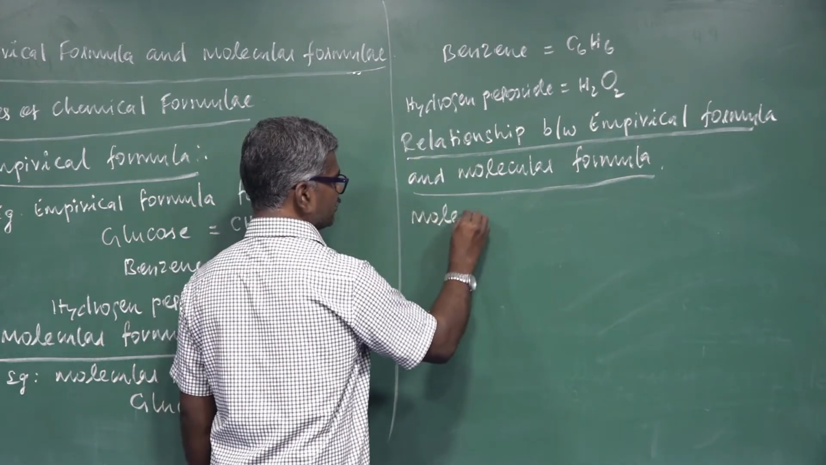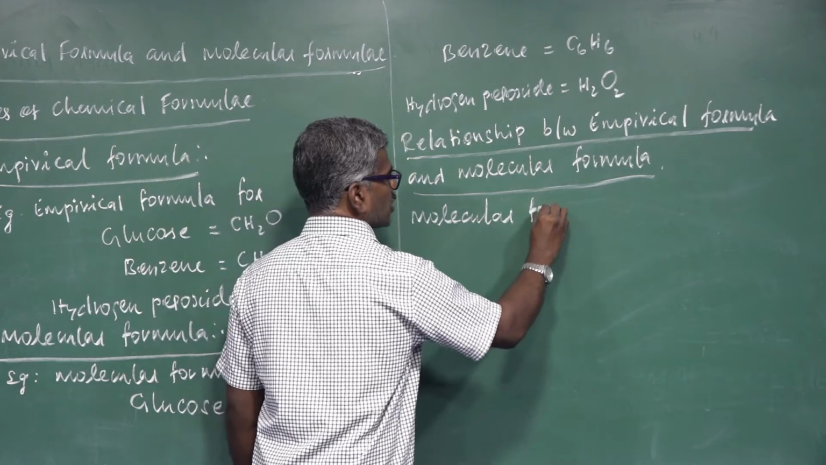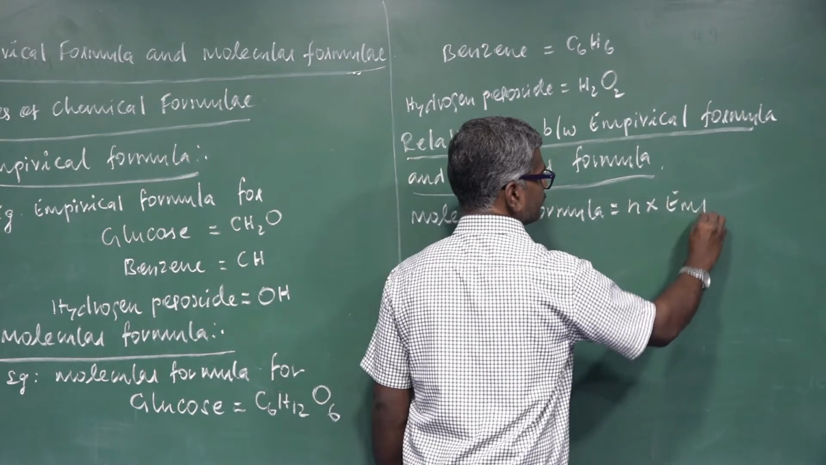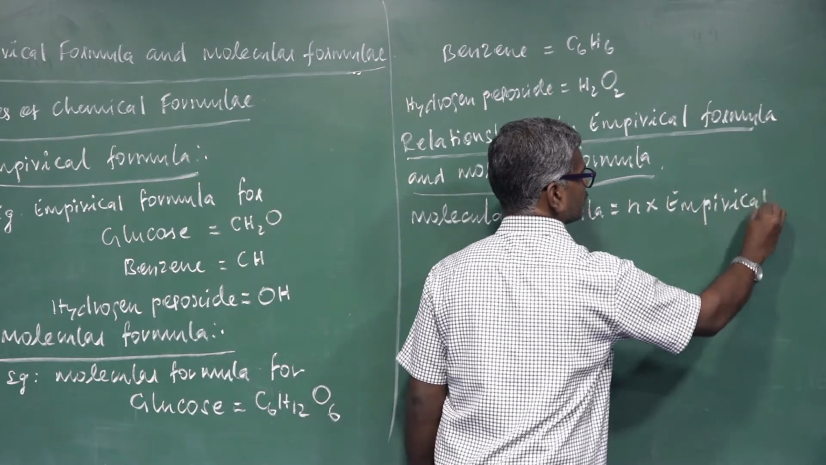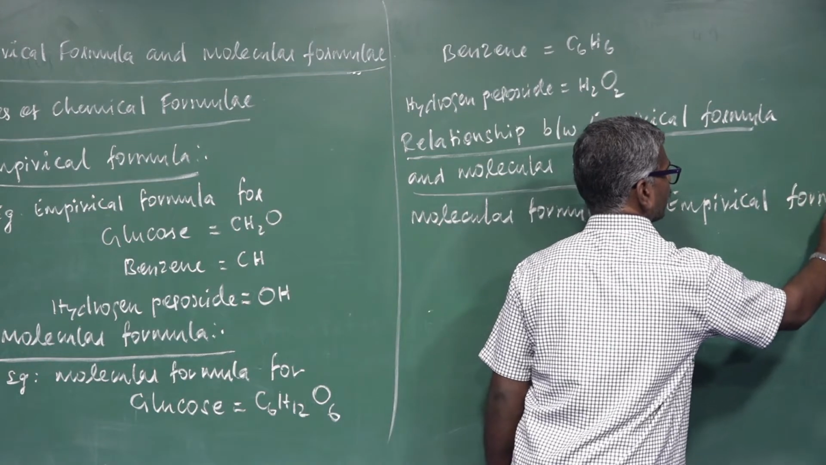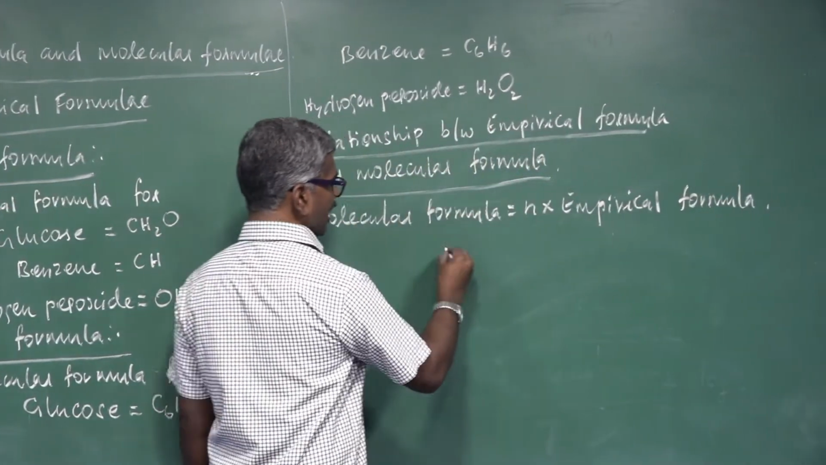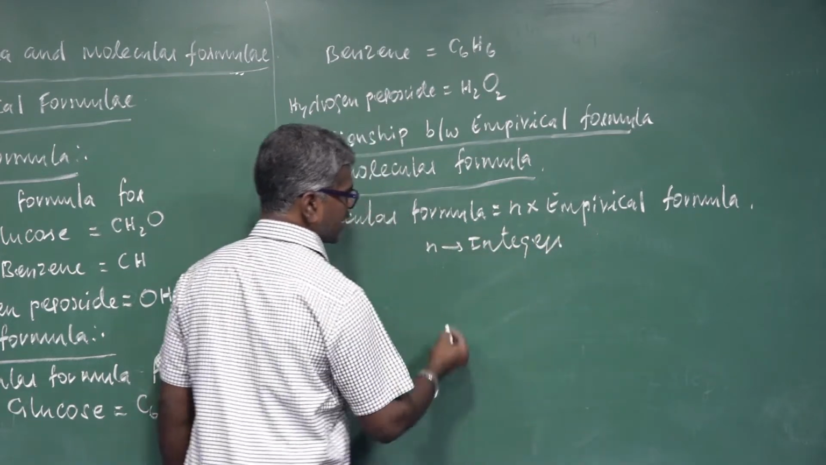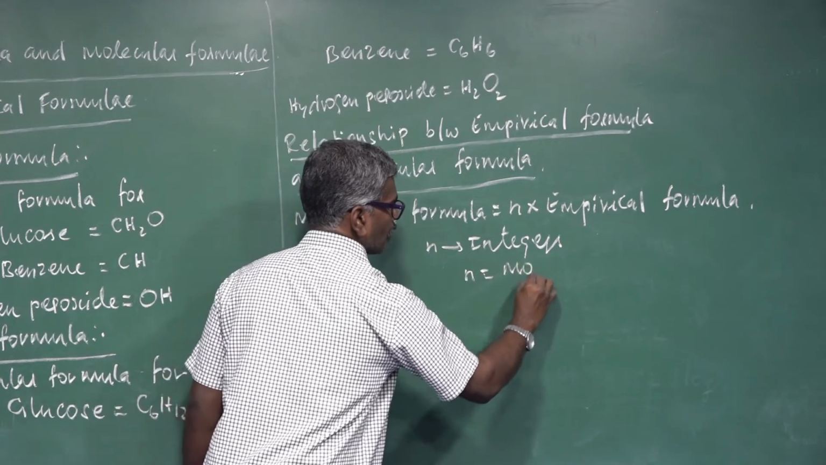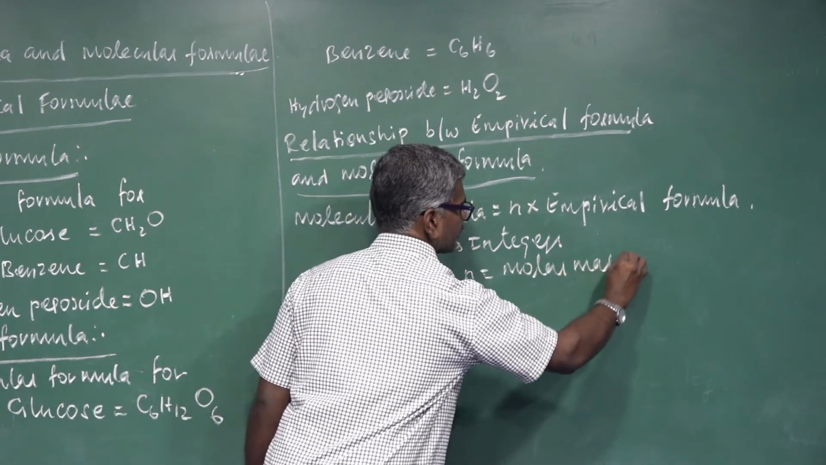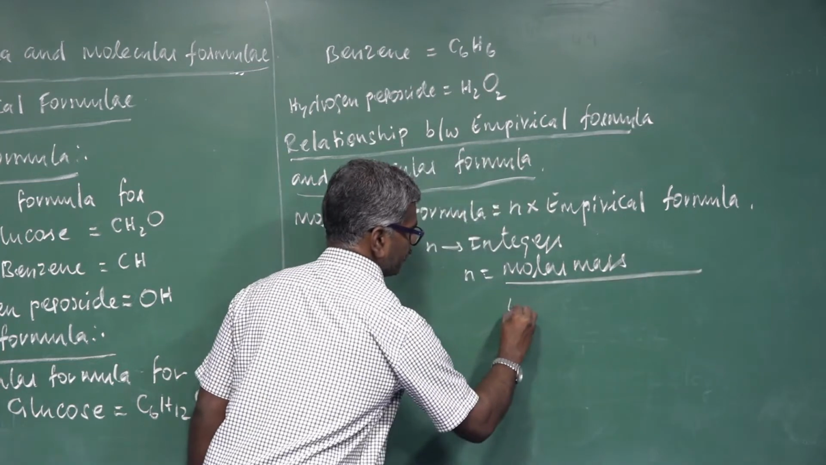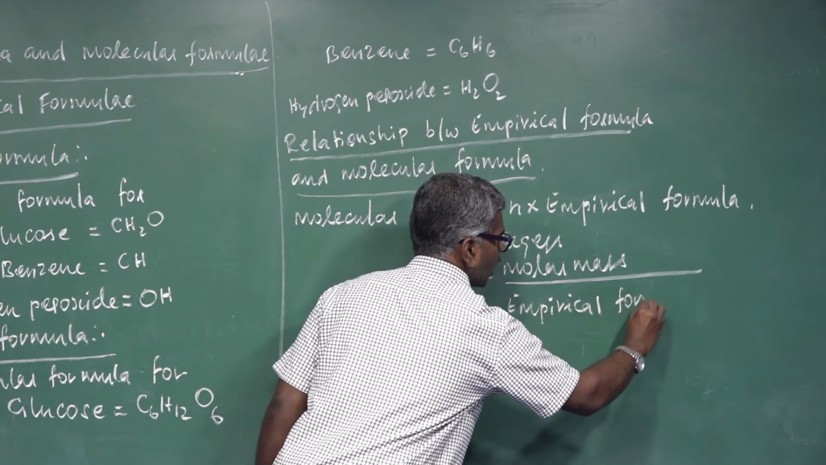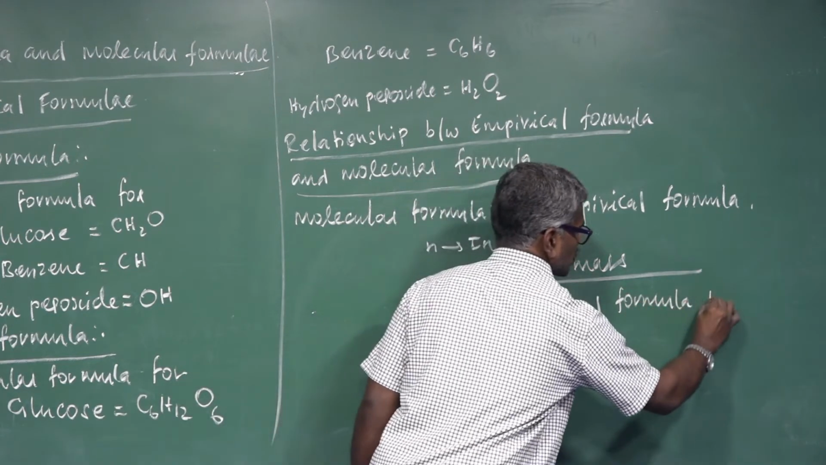Molecular formula should be equal to N into empirical formula. N is nothing but an integer. That is, N should be equal to molar mass divided by empirical formula mass.